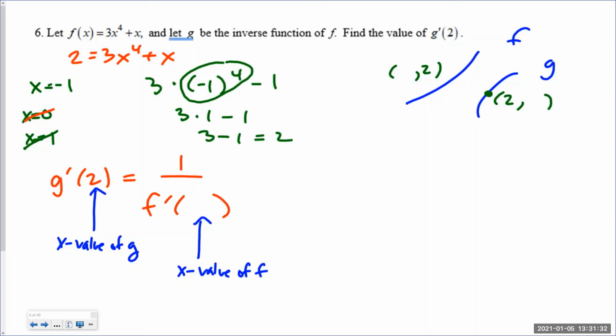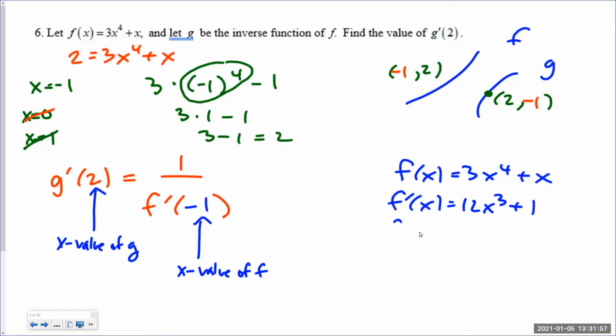So that means that x is -1, the y of the g is -1, and finally this right here is -1, which is what we were trying to find in the first place. Now, what in the world is f prime? Can I find it? If I know f, can I find f prime? Yes, so f prime is equal to 12x cubed plus 1. F prime of -1 is equal to 12 times -1 cubed plus 1. Okay, you guys tell me what this answer is. This is -12 plus 1, which is -11.